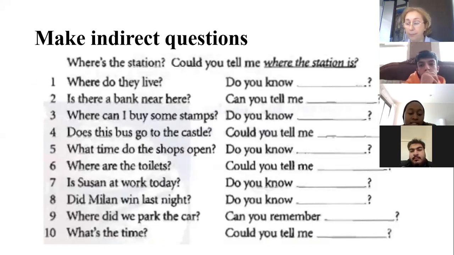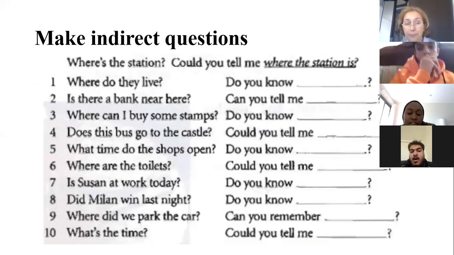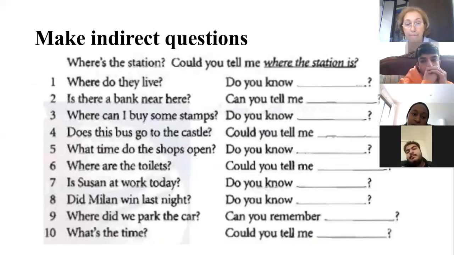The next sentence is for Mazir. Is Mazir here? Is Susan at work today? So it would be, do you know if Susan is at work today? Yeah, look, this is the general question, so we need to add something after do you know. Do you know if Susan is at work today? Yes, exactly. Good. Very good. Thank you. Then Khalid.